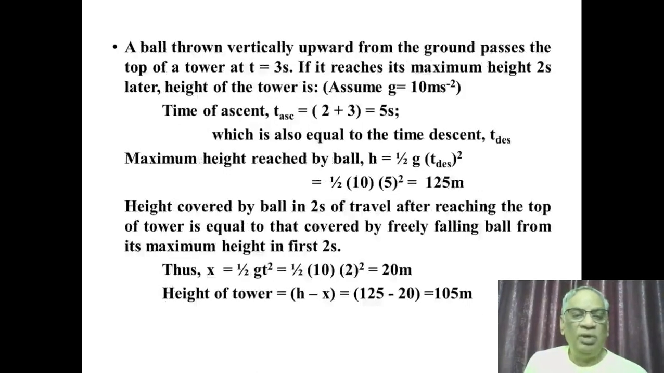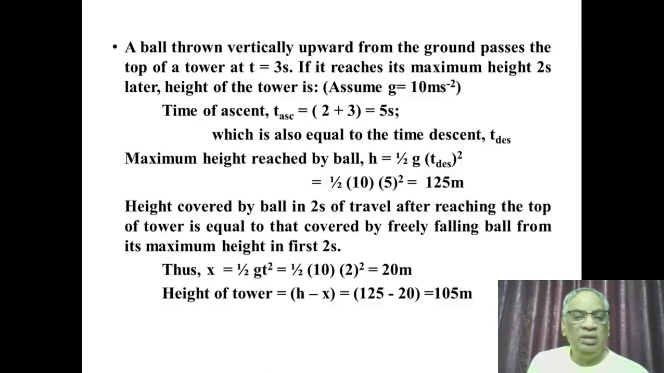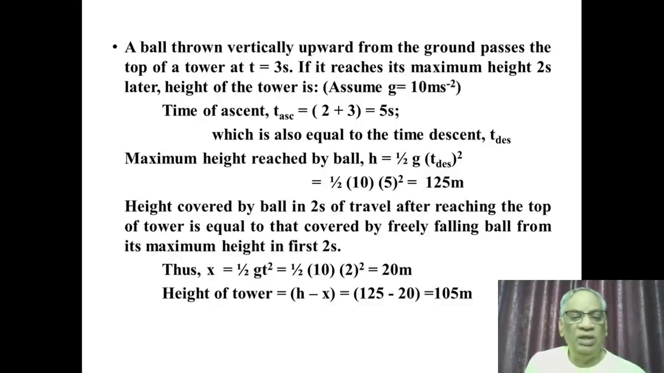A ball thrown vertically upward from the ground passes the top of a tower at t is equal to 3 seconds. If it reaches the maximum height 2 seconds later, find the height of the tower, assume g is equal to 9.8. Time of ascent: it traveled from the ground to the top of the tower in 3 seconds and then continued further 2 seconds to reach the maximum. So the total time of ascent is equal to 2 plus 3, 5 seconds, which is also equal to the time of descent. So the maximum height reached by the ball, considering a freely falling body, is half g t descent square, that is equal to 125 meters.